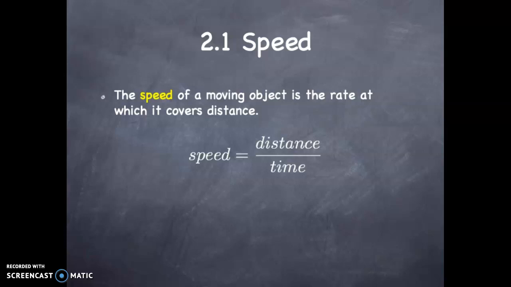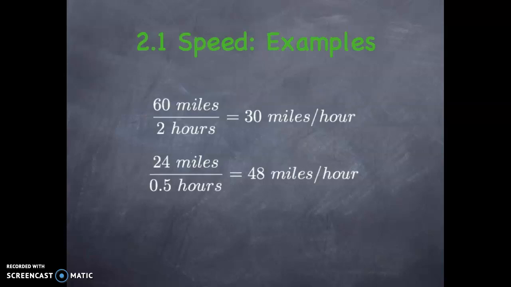Speed of a moving object is the rate at which it covers distance. So in words, speed equals distance divided by time. This is the simplest equation that we will get, and you will learn how to use this equation. And to keep from having to write these words every time, we will use symbols for these quantities as time goes on. So, as an example, suppose you move a distance of 60 miles in 2 hours.